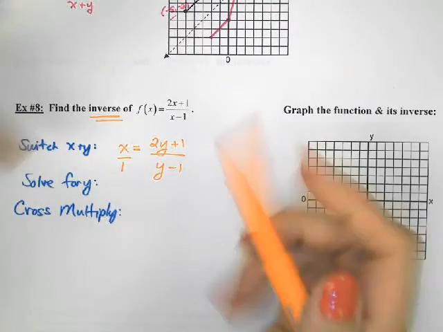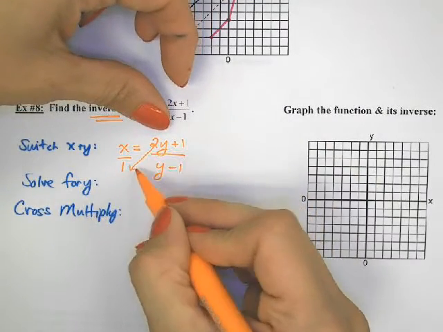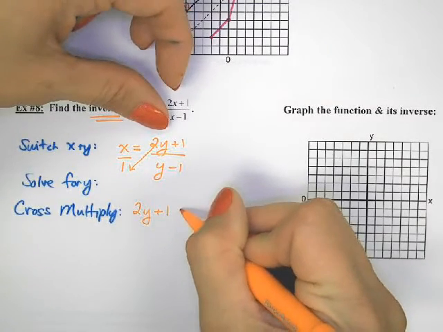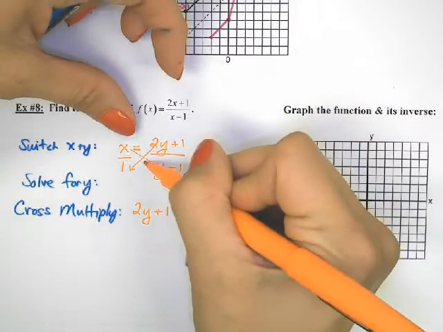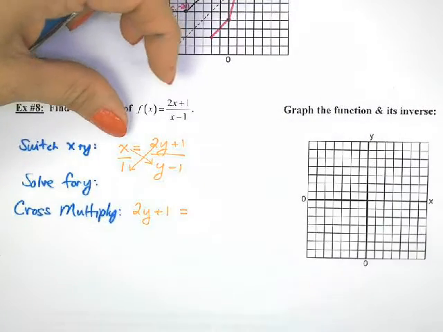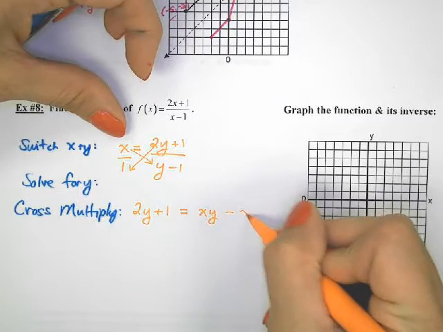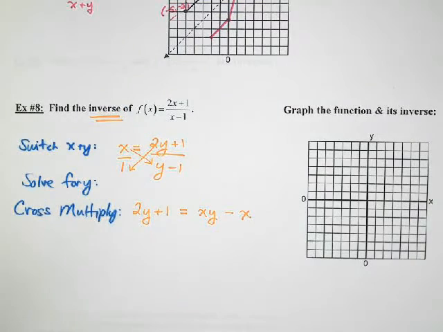Cross multiply. So 2y plus 1 times 1 is just 2y plus 1. Then put your equal sign. Now when you cross this way, don't forget to distribute the x. xy minus x. Okay, that looks good.